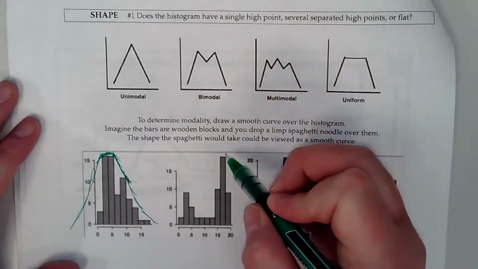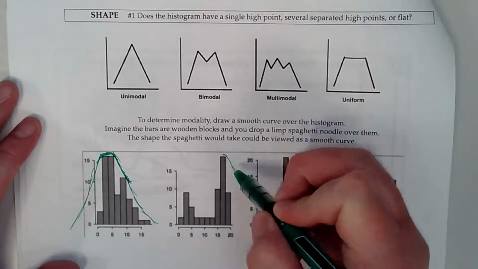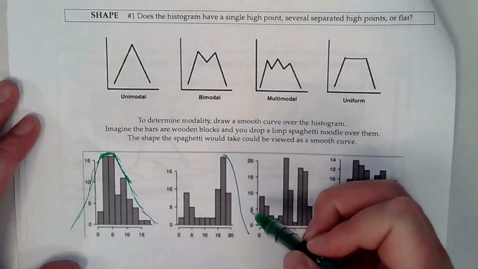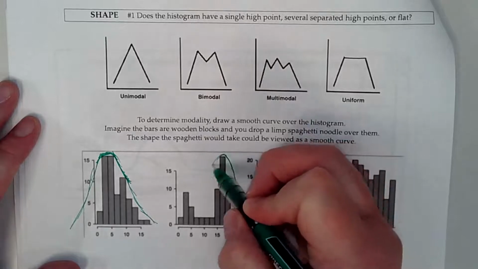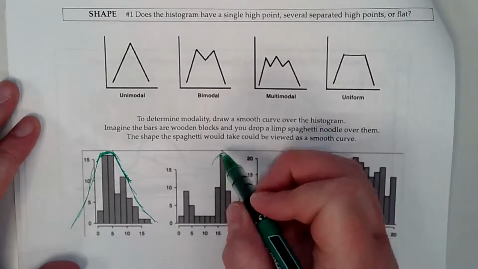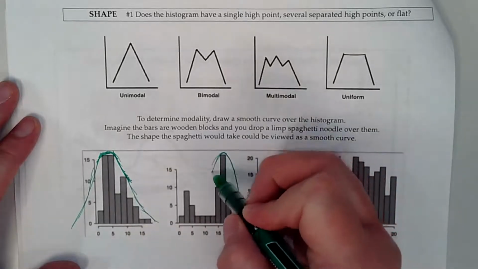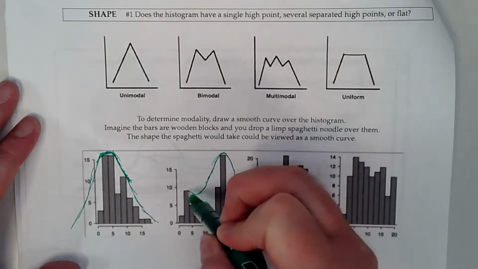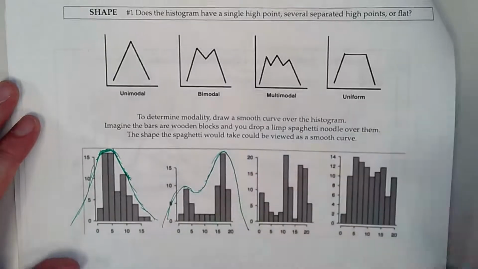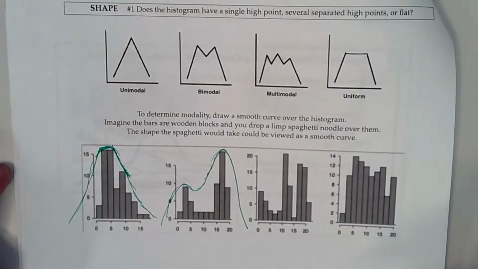This second one, if I start kind of where the high piece is, the spaghetti will fall off the one side. And then there's a little bit bigger gap here between these two bars that are higher than there was over here. So most likely that spaghetti will dip down a little bit and then come back over the other one. So I would call that one is most likely going to be bimodal.